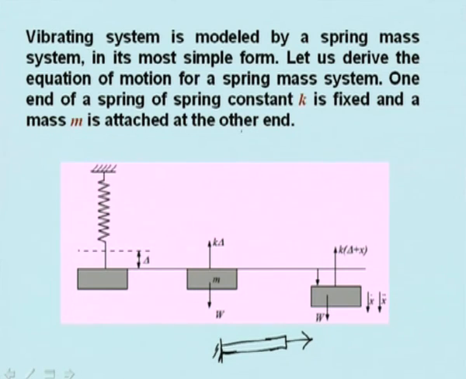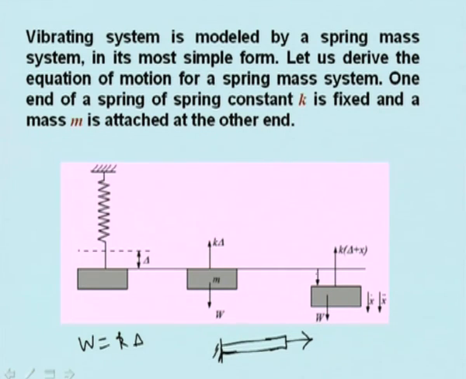Now one end of spring constant K is fixed and a mass is attached at the other end. So now when you put that mass here, there is a displacement. This is the static displacement delta. This is the equilibrium position. You may say that at this point W will be equal to K delta. Make the free body diagram of this one. So this is mass, this is W, and this is K delta. So it is in equilibrium.